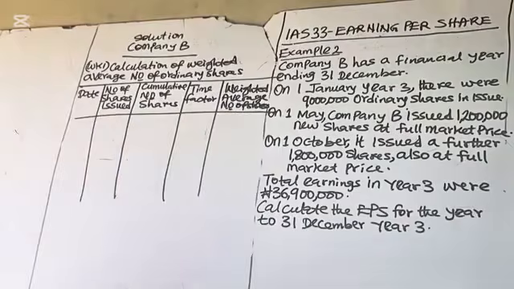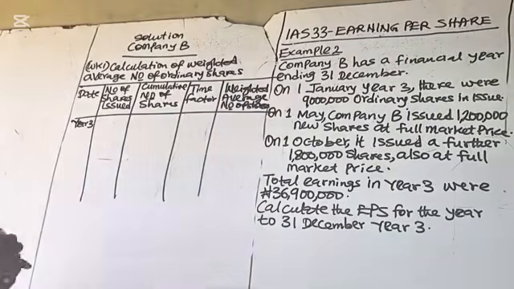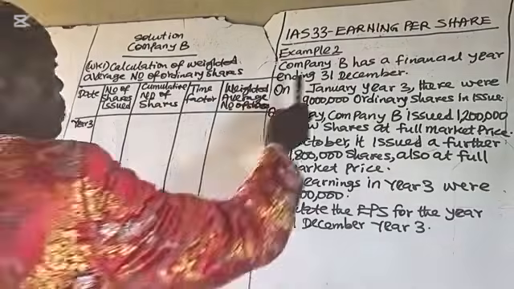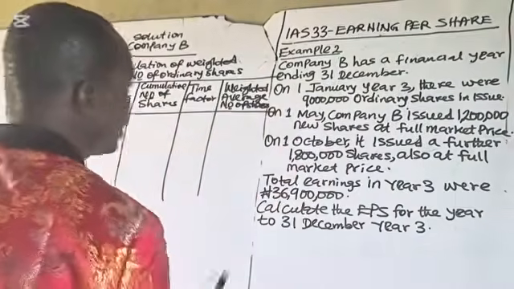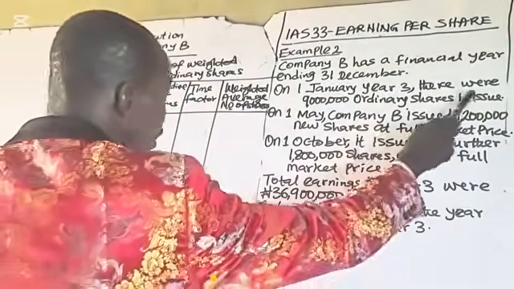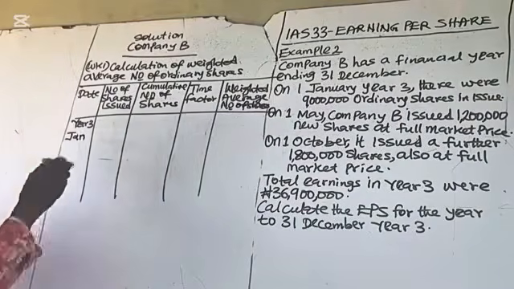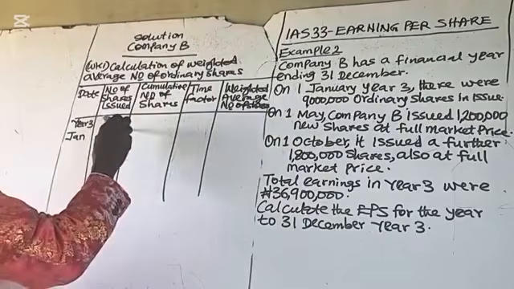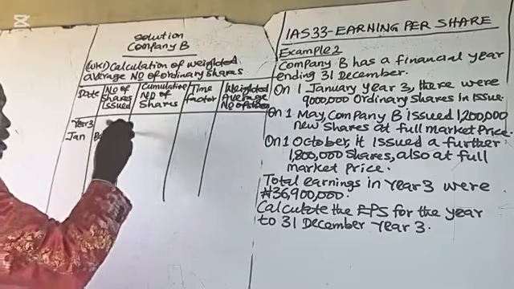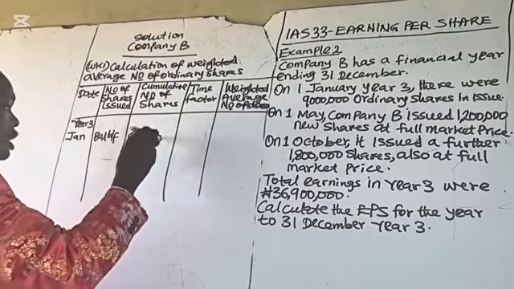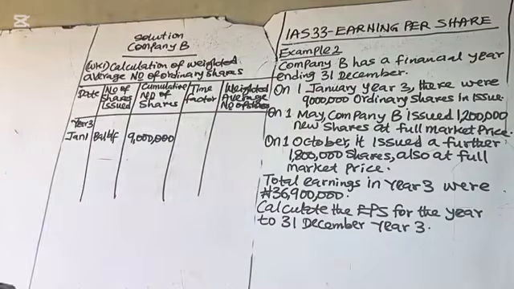So back to the question. All this information happens in year 3. Company B has a financial year ending 31st December. On 1st of January year 3, there were 9 million ordinary shares in issue. January 1, the balance brought forward, number of shares issued is 9 million. Let me say balance brought forward, 9 million ordinary shares. That is January 1st.